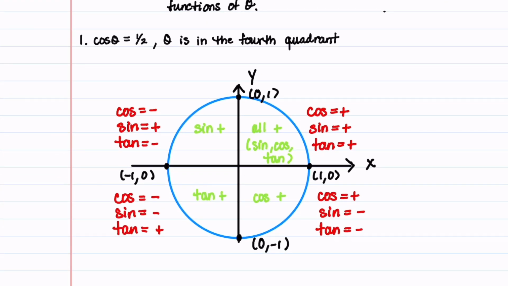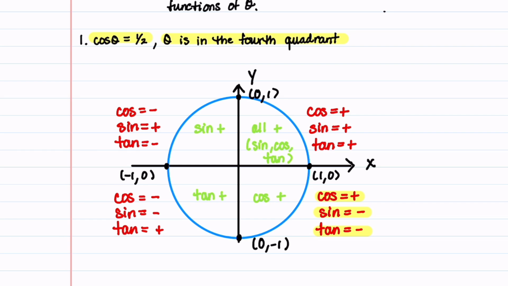In our first example, cosine theta is equal to 1/2, and theta is in the fourth quadrant. Since theta is in the fourth quadrant, we need to know the signs of the trigonometric functions in this quadrant. I've placed a chart here that will help us. I have a video that I've linked above on how to memorize signs of trigonometric functions if you need to review that concept. In the fourth quadrant, cosine is positive, sine is negative, and tangent is negative.